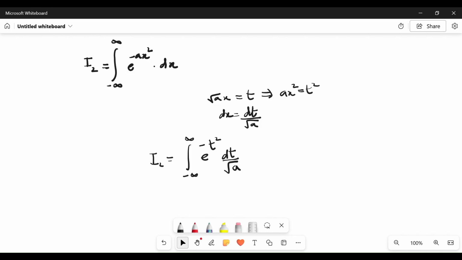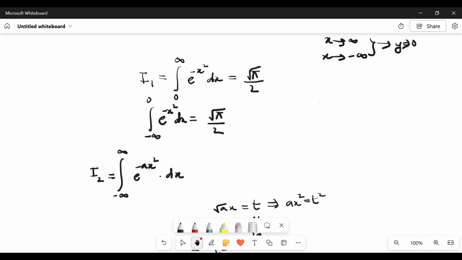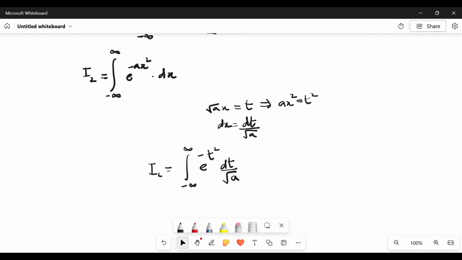So the limits will not change, but maybe the rate of the function on reaching infinity or minus infinity might be different. It may be slower or faster depending on the value of a. But other than that, the limits will not change. So we now know this integral, which we found out earlier, was root pi. So this will be 1 by root a into root pi, which is root pi by a.